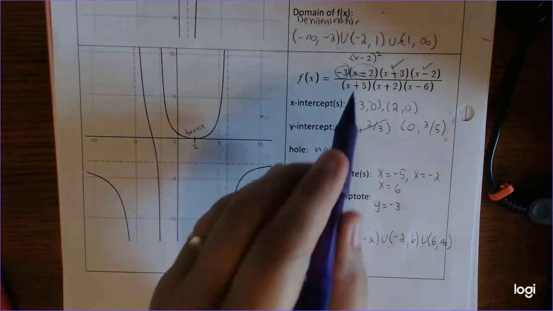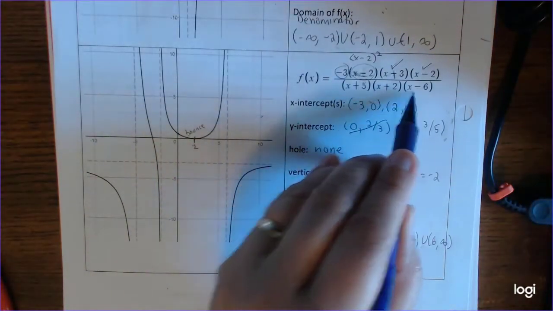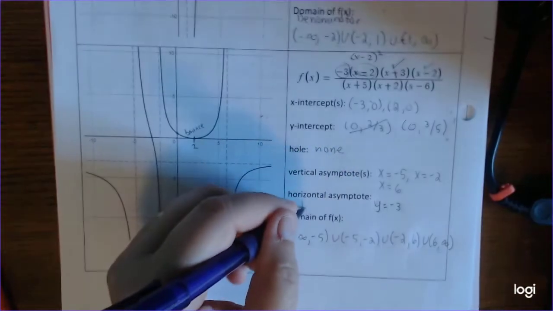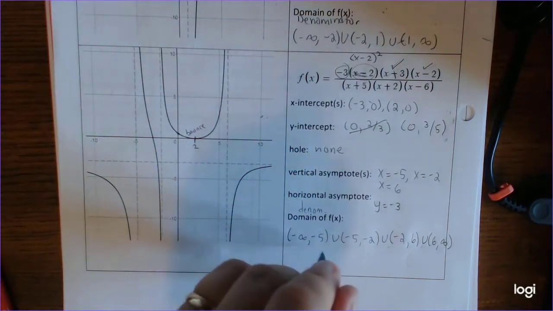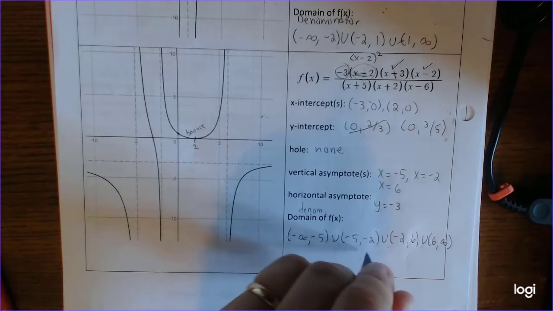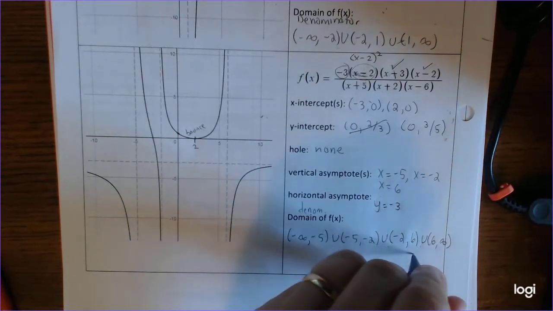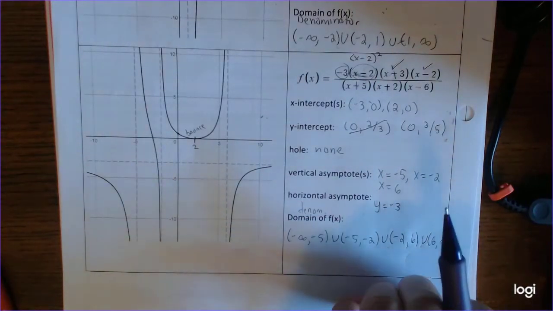And then the domain is all the restrictions that come from the denominator. So the domain is negative infinity to negative 5, union negative 5 to negative 2, union negative 2 to 6, union 6 to infinity.